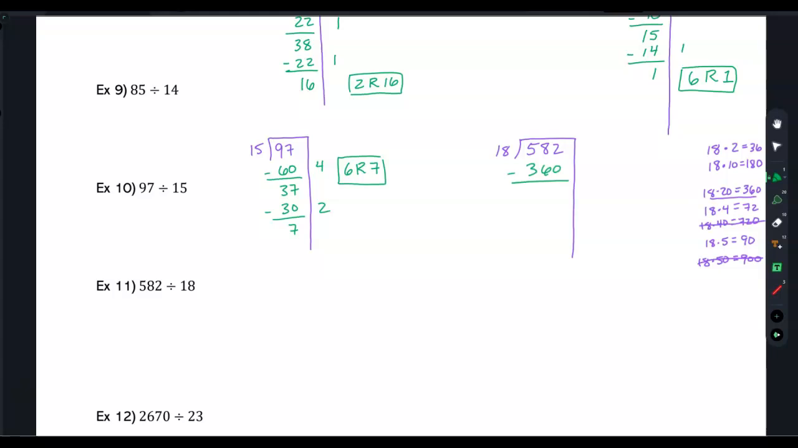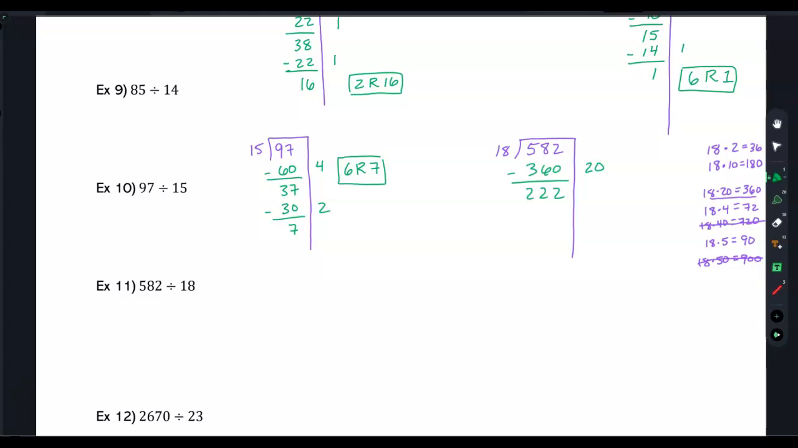All right, so if I subtract 360, what I'm really doing is subtracting 18 20 times. That's a huge time saver because I really don't want to have to subtract 18 20 individual times. So then let me subtract here. This is giving me 222 left over.